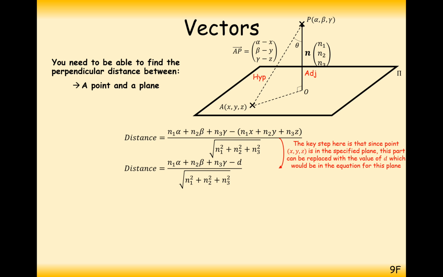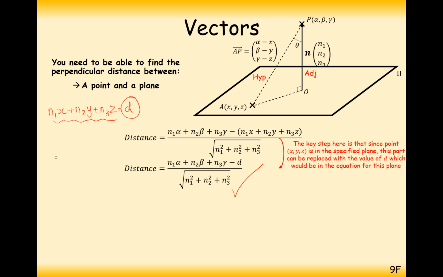We're going to use the fact that the equation of the plane, if we remember to start off with, was n1x plus n2y plus n3z equals d. So instead of writing all of this bit out, we're just going to use the value d that we usually have at the end of the equation of a plane. So this here is the formula. If d is at the end after the equal sign, then it's minus d.